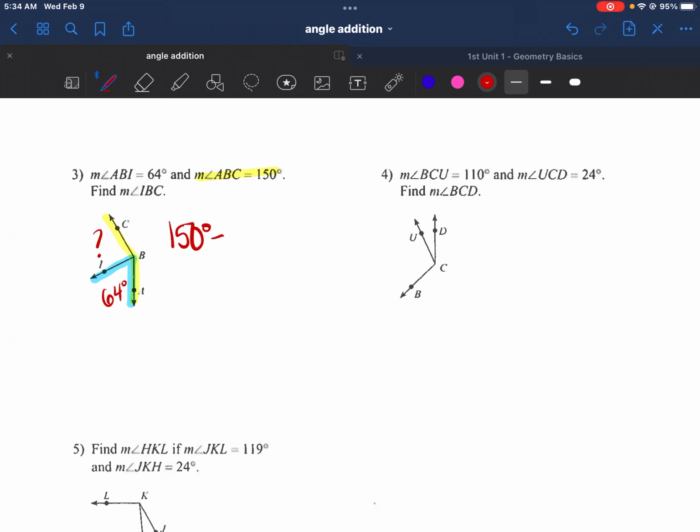So to do that, you're going to take 150 and subtract 64 from it, which will give you 86 degrees. Now, we already know that's an acute angle, so two acute angles will give you 150 degrees. Does that make sense? I hope so. If not, we'll discuss more in class.